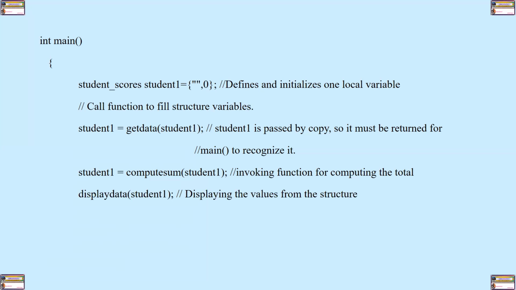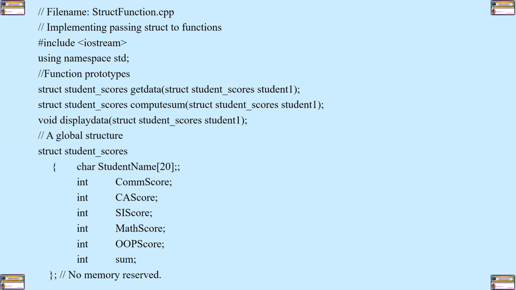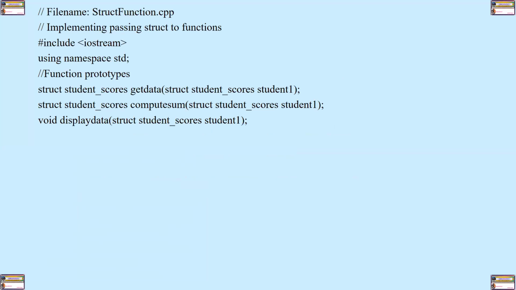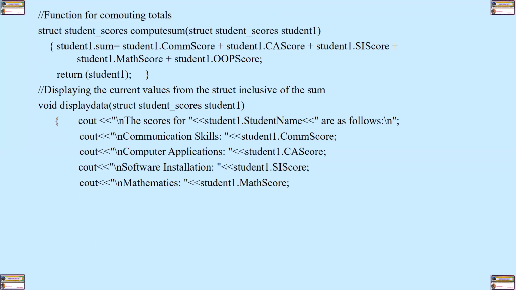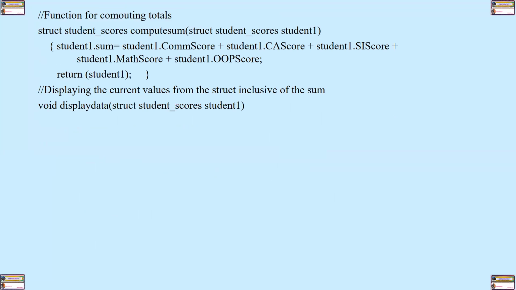Then it will proceed and execute the next call statement. The next call statement is for invoking the function called display data, and it is passing to it the variable called student1. So it will pass the members of student1 to the function called display data. Once that is invoked, it will go to the function prototype. Here it is. And then after the main program, it will go and look for that function for displaying the results. So here is the function.